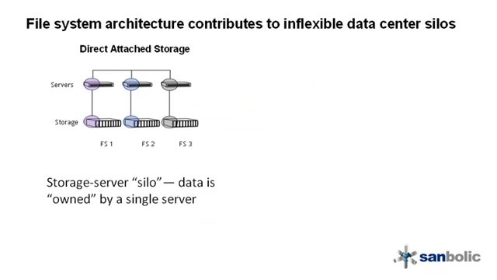The file systems in common use today were designed for direct attached storage with the assumption that only one server could access any given storage volume at a time. Each server has its own storage hardware. There's a separate file system for each server, and this creates a storage server silo. That is, data is owned by a single server, and access to that data is dependent on the availability of that server.